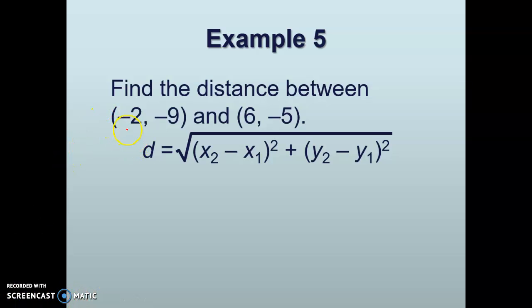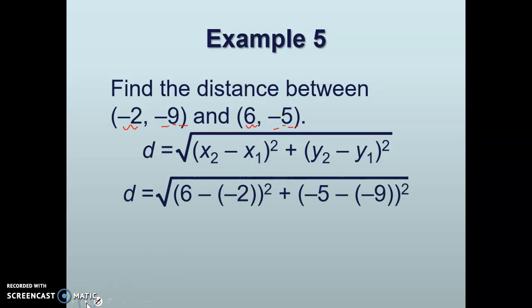Okay, let's see how you did. Here's our 2 x values that we want to plug in. And then here are our 2 y values that we're going to plug into this equation. And we have 6 minus negative 2. Be careful when you're plugging in negative numbers that you protect that negative sign by using parentheses. And then we have negative 5 minus negative 9. Again, protect those negative signs there by using parentheses.